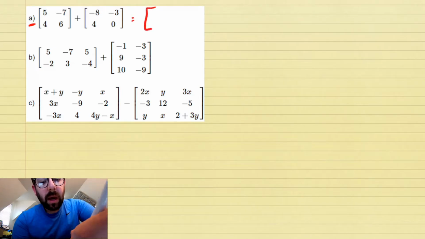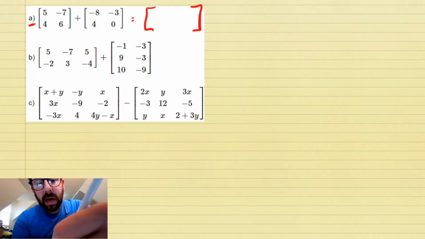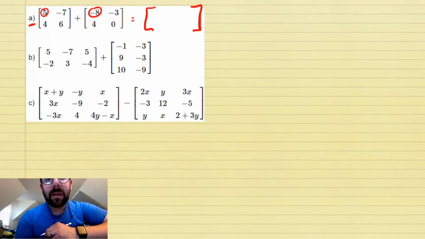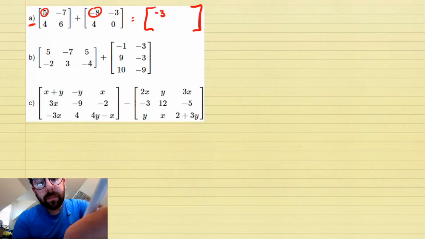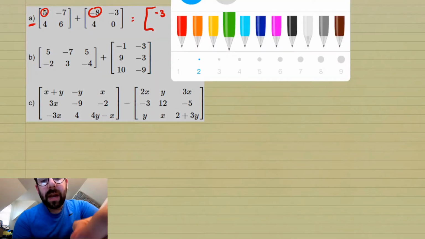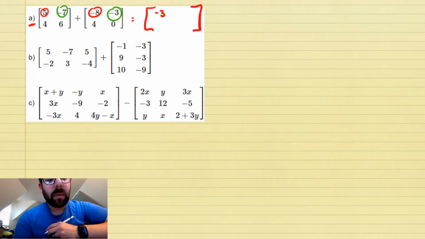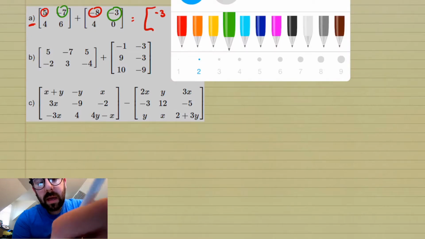So in this case, if I'm going to add, my matrices will be the same size. I'm basically just going to add the first term and first term, first row, first column number. I'm going to add those two together. So 5 and a -8, if you add those together, you get a -3. The next one, I'll try to color code these. I'm going to add the -7 and the -3, so I'm going to get a -10.